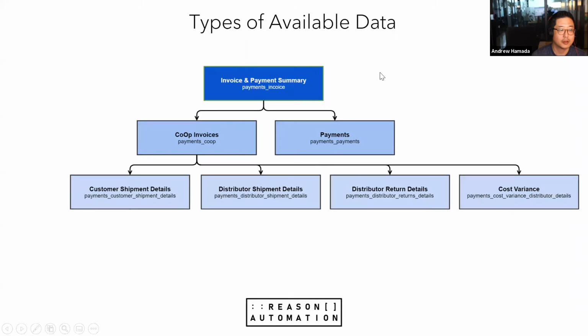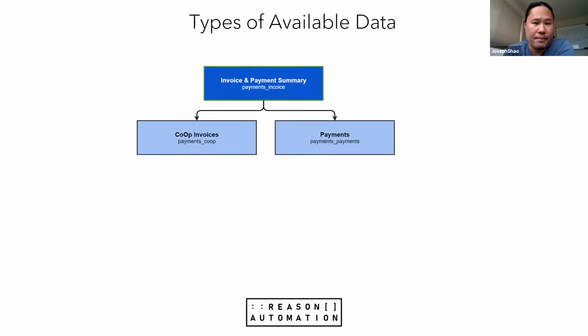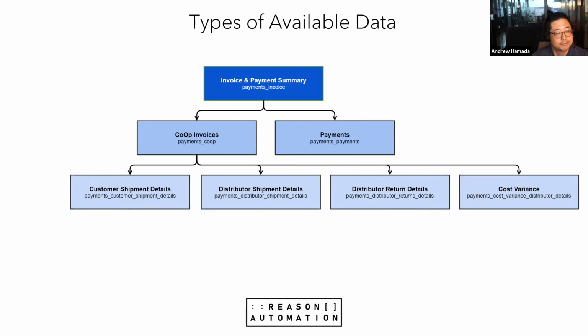Thank you. And in general, before we move on, your invoice amount minus your co-op would usually equal your payments. Got it. Cool. And then co-ops, there are details within the co-op agreements, as we alluded to earlier with the different types of agreements. They break out into your customer shipment details, your distributor shipment details, your distributor return details, and then any cost variances that you might incur.